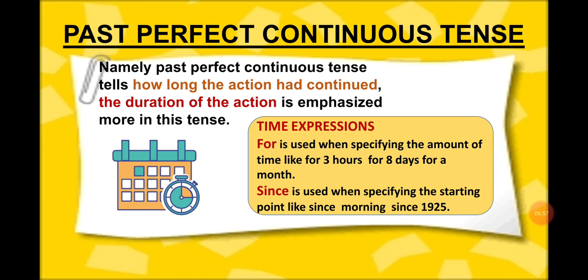Now, the importance of time expression in past perfect continuous tense. In past perfect continuous tense, the emphasis is on the duration of the action, and to tell the duration of the action we use the terms for and since. For is used when specifying the amount of time, like 3 hours, 8 days, 5 months, and since is used when specifying the starting point of the action, like since morning, since 1925.